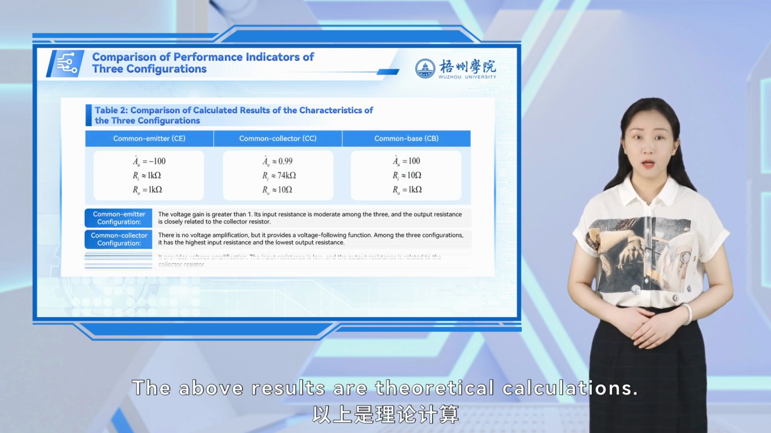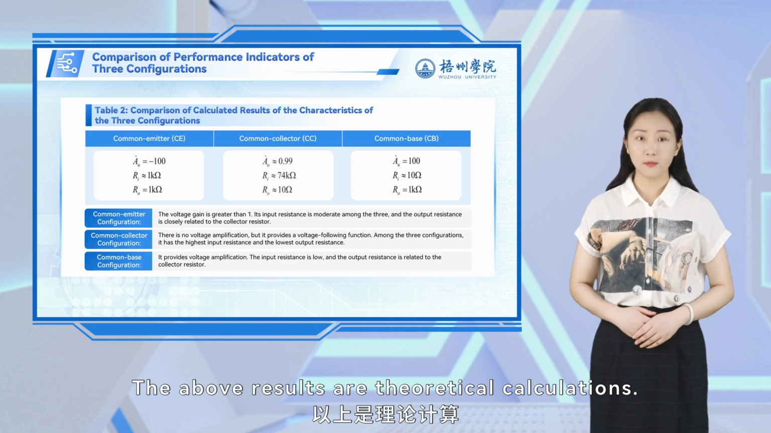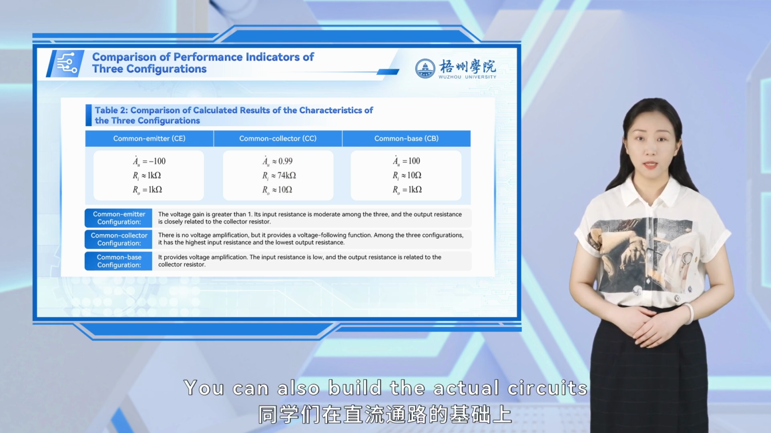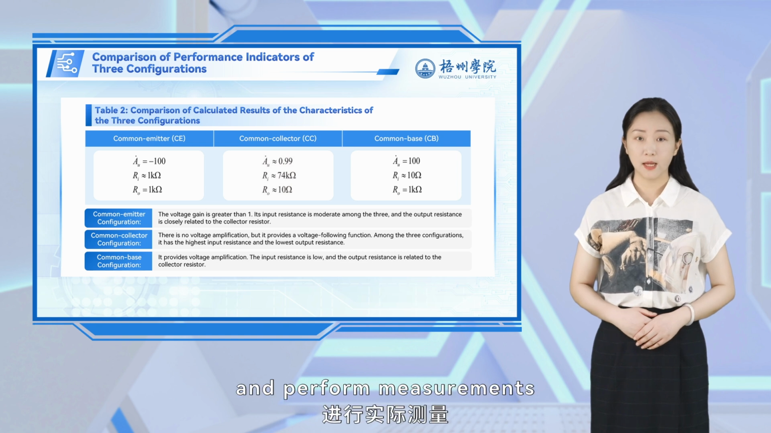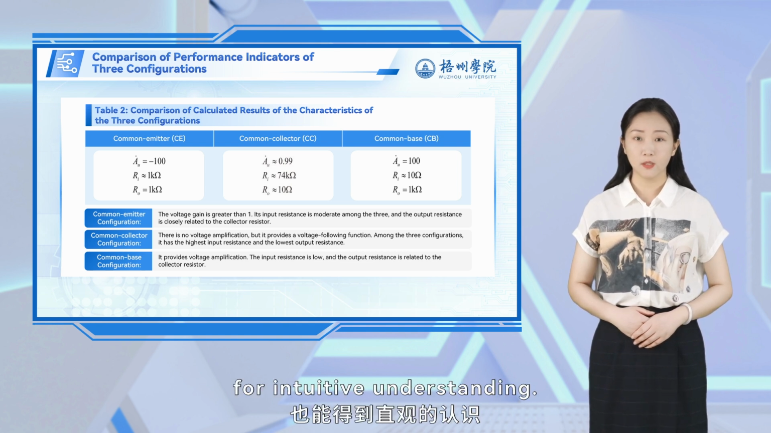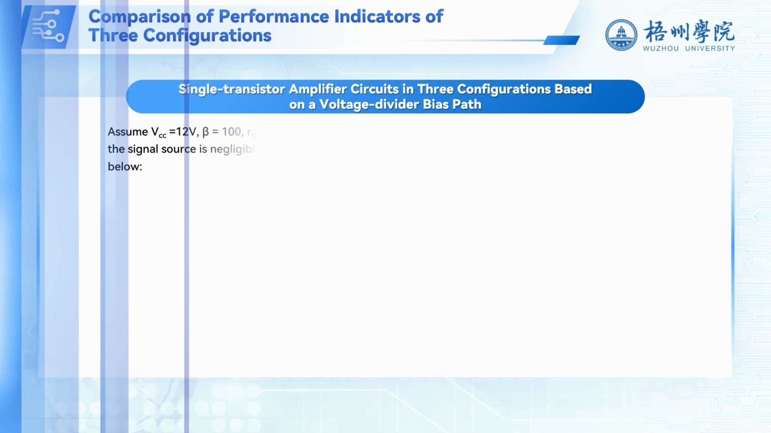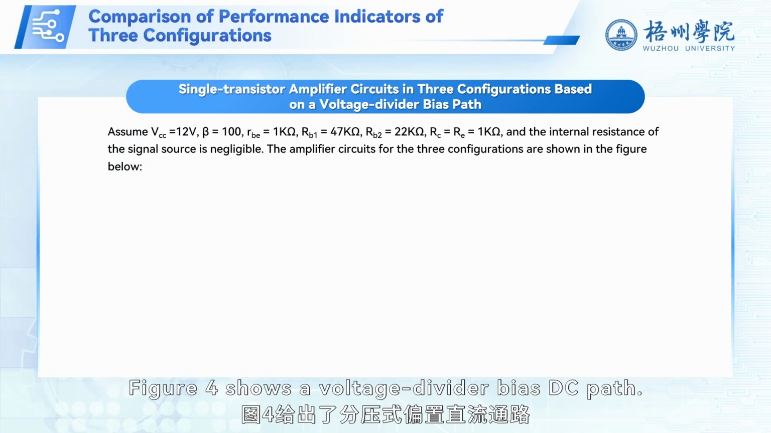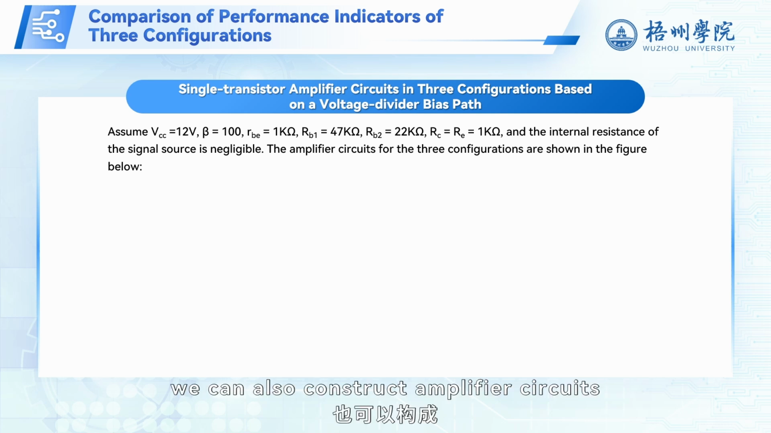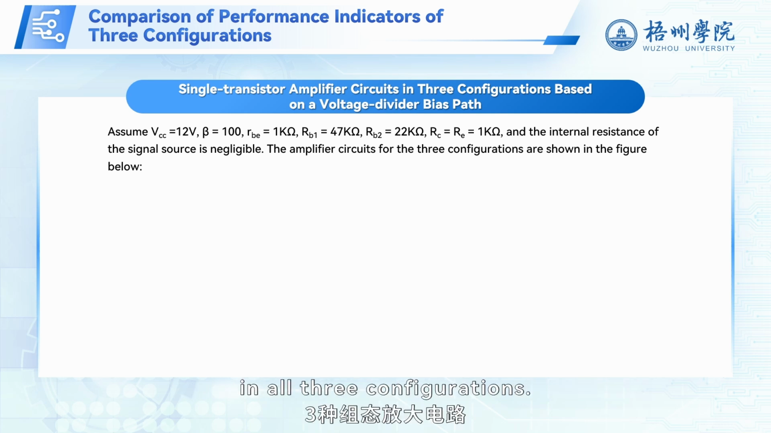The above results are theoretical calculations. You can also build the actual circuits based on the DC path and perform measurements for intuitive understanding. Figure 4 shows a voltage divider bias DC path. Based on this, we can also construct amplifier circuits in all three configurations.